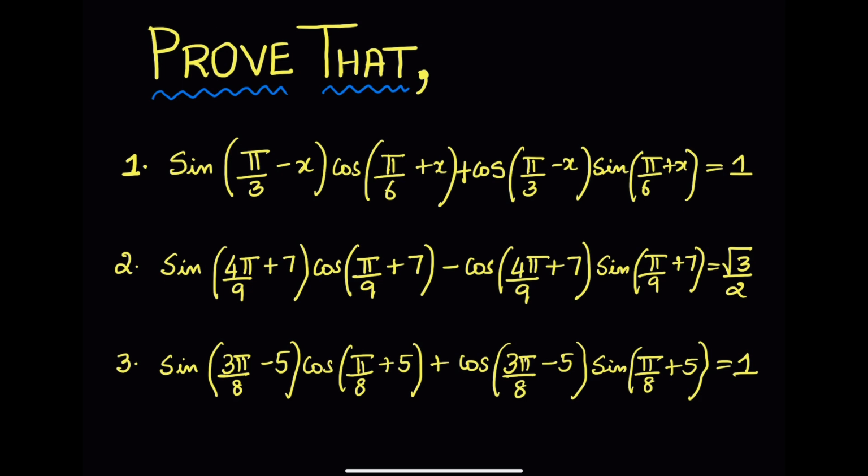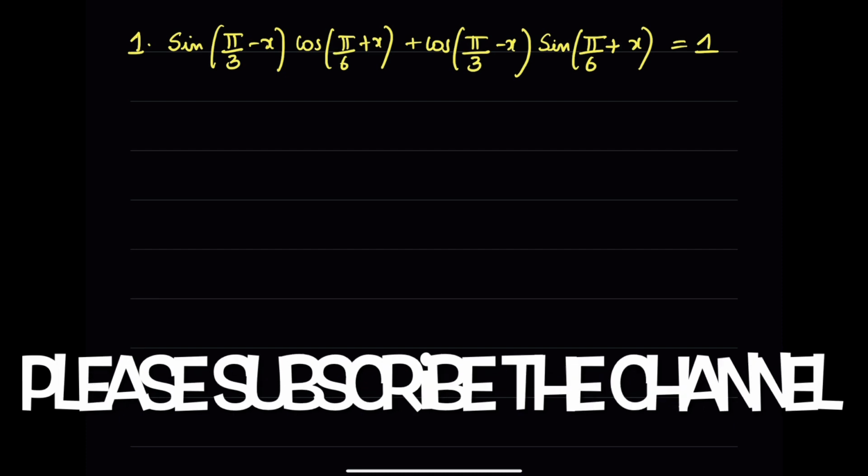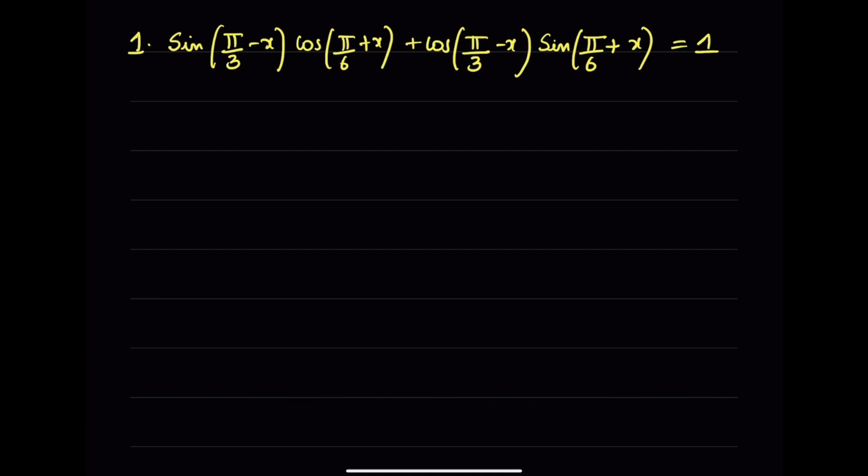So let's try the first one now. In the first question, we have to prove that sine of pi by 3 minus x multiplied by cos of pi by 6 plus x plus cos of pi by 3 minus x multiplied by sine of pi by 6 plus x is equal to 1.